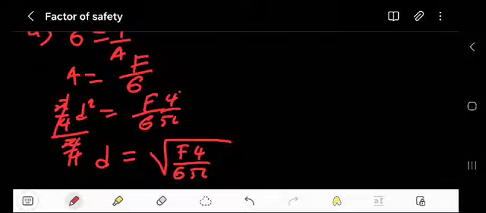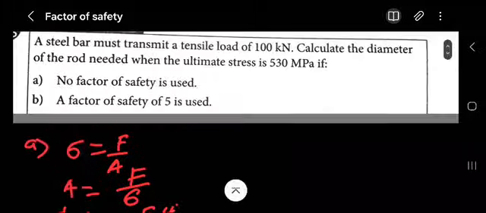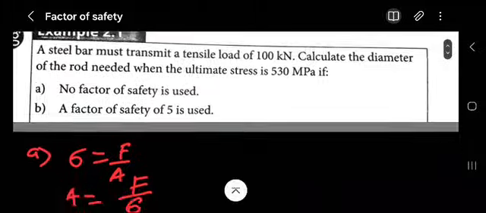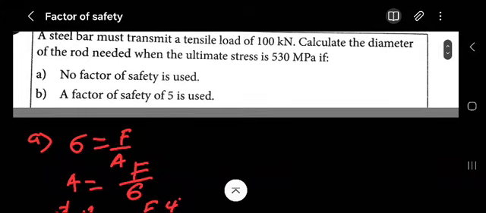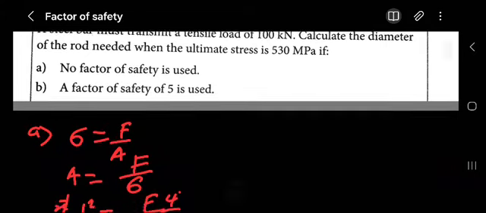So we can substitute. What is the force? The force we are given is 100 kilonewton. Then the stress is 508.